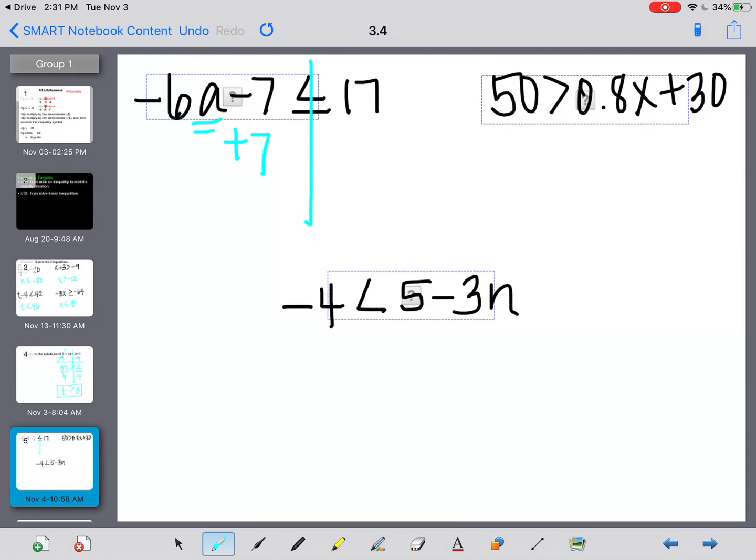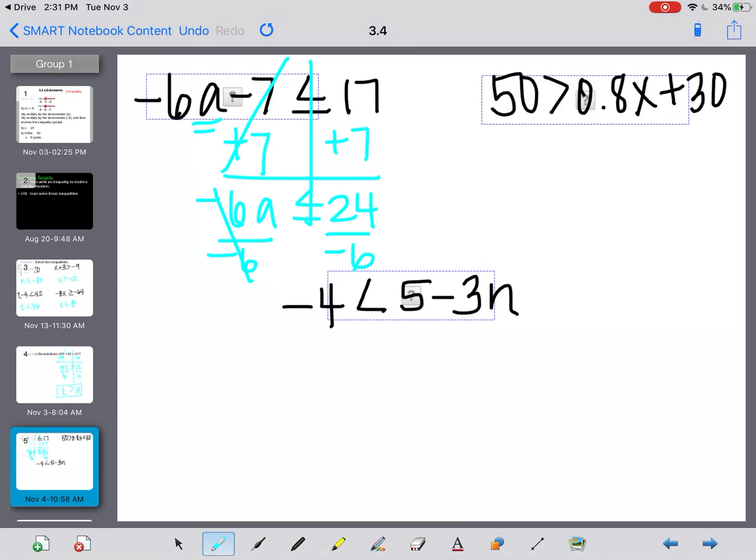All right, we have 3 of them to solve here. Starting with this one, here we want to get the a by itself, so we're going to start by getting rid of the third wheel. The opposite of subtracting 7 or a negative 7 is plus or positive 7. So we're going to add 7 to both sides, leaving me with negative 6a is less than or equal to 24.